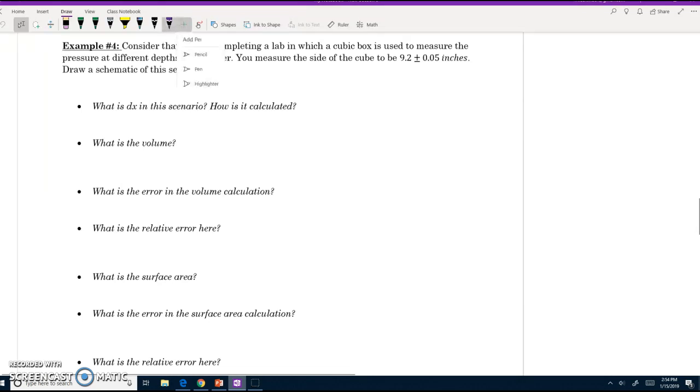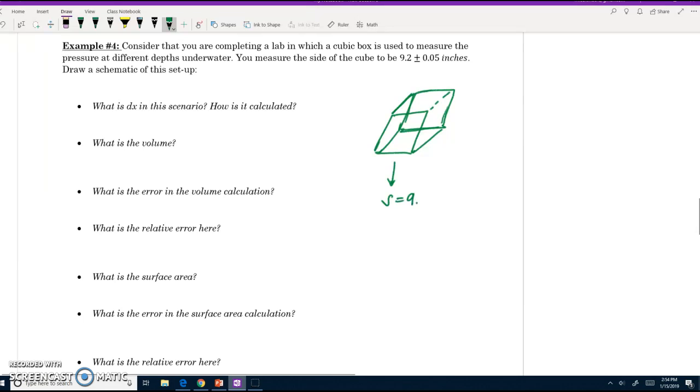So you might be interested in seeing what kinds of pressures this box could withstand. And so it's a cubic box. If you guys can put up with my never fantastic box artistry, we've got this kind of cubic box setup. If we're trying to calculate things like surface area or volume in this case, we only need to measure one side length. The side length that we measure is 9.2 plus or minus 0.05 inches.